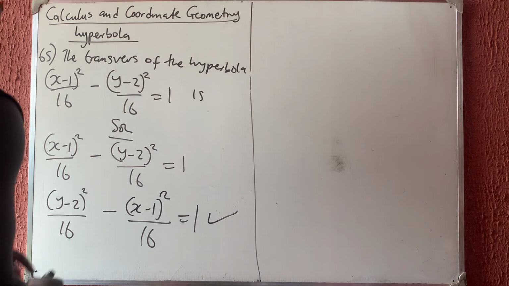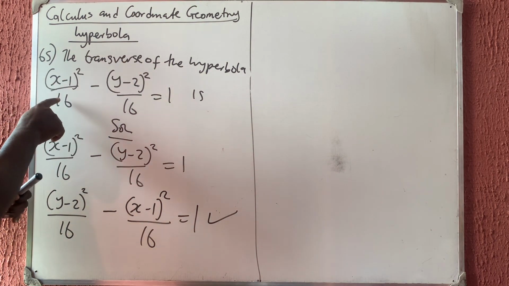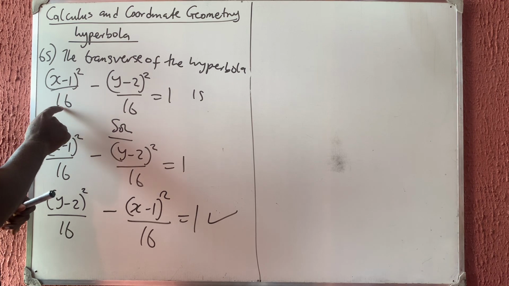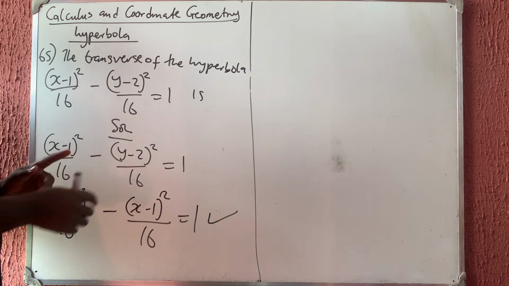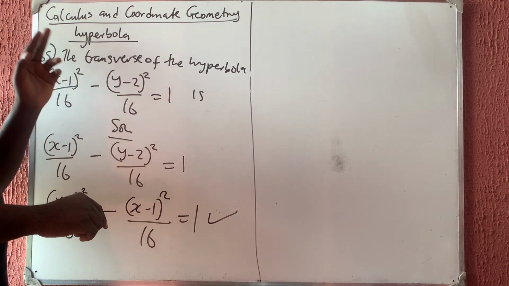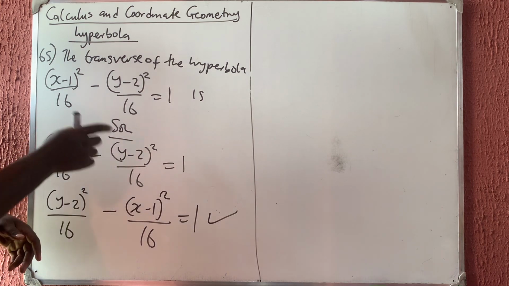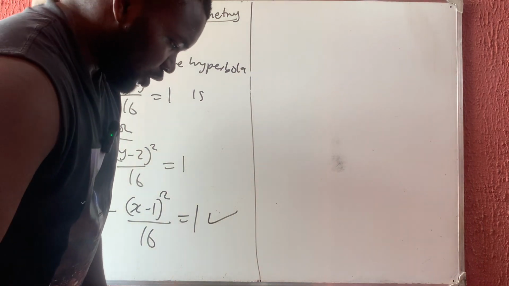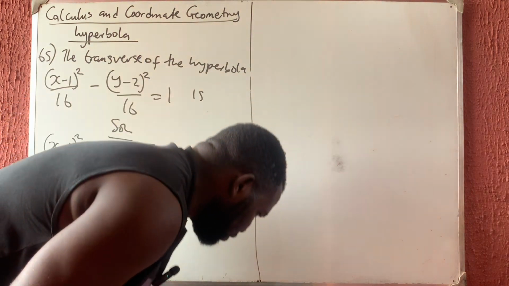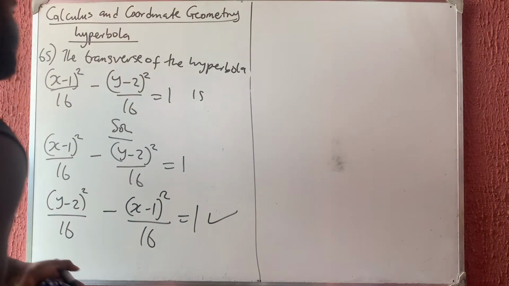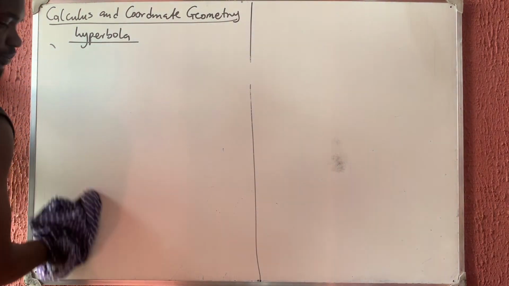Please know the difference between the transverse axis and the transverse. If it's the transverse axis, then it's going to be a, which is the square root of 16, which is 4. Sorry, 2a, which is 2 times 4, which is 8. Please know the difference between transverse axis and transverse. Transverse is simply to switch them, but the axis is when you are looking for a, that kind of thing. Okay? So we move to the next question.